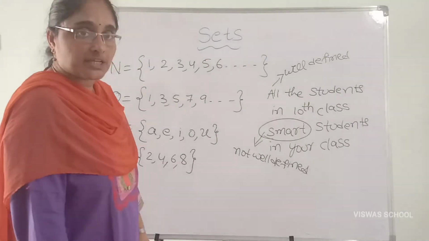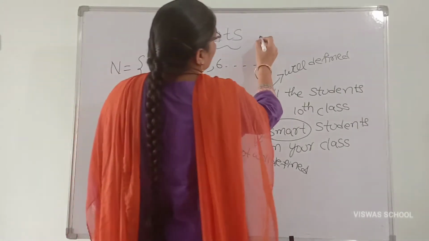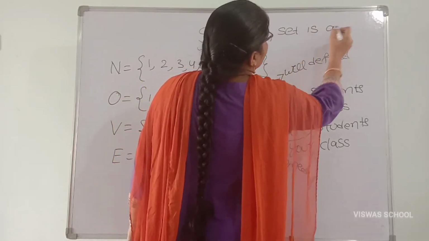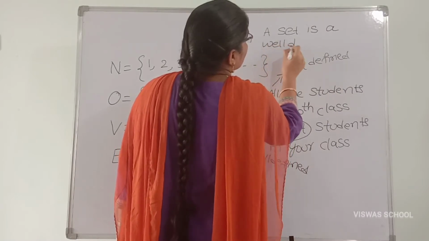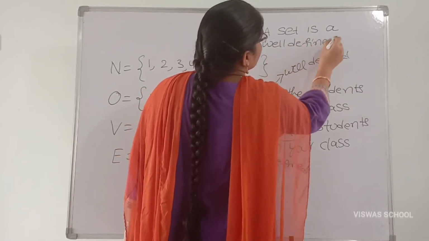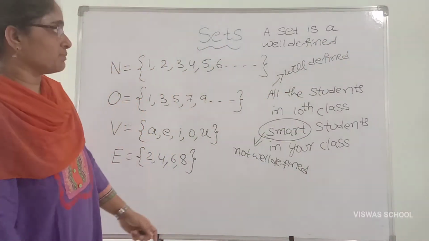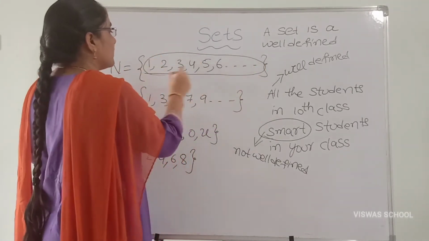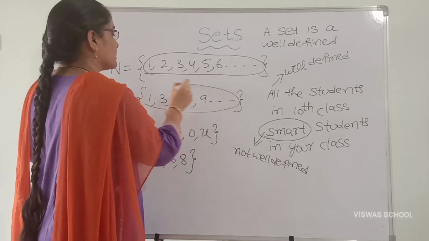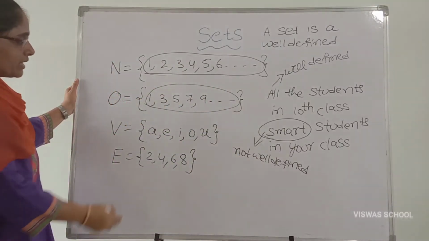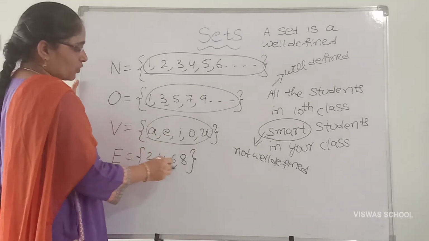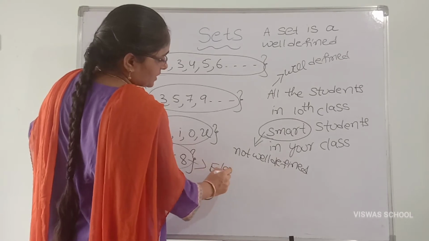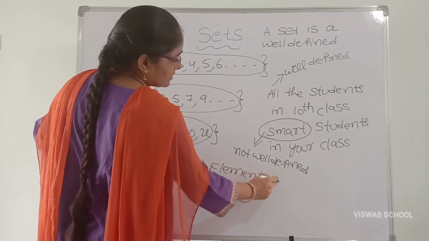A set is a well defined collection of objects. And these objects are called elements of a set. Here 1, 2, 3, 4, 5, 6, and here 1, 3, 5, 7, 9, and here A, E, I, O, U, and here 2, 4, 6, 8. These all are called elements. Objects means elements of a set.